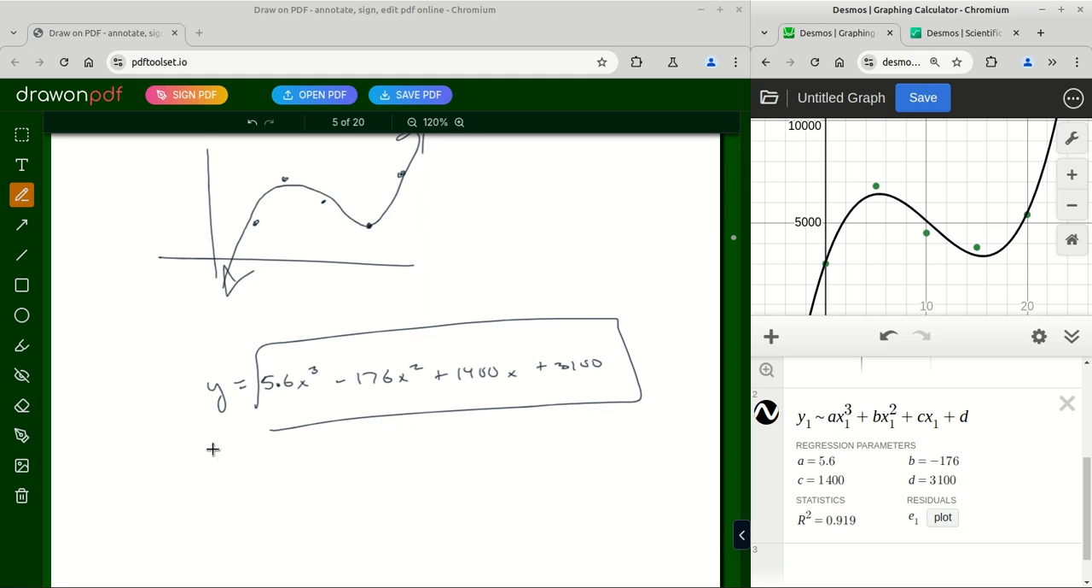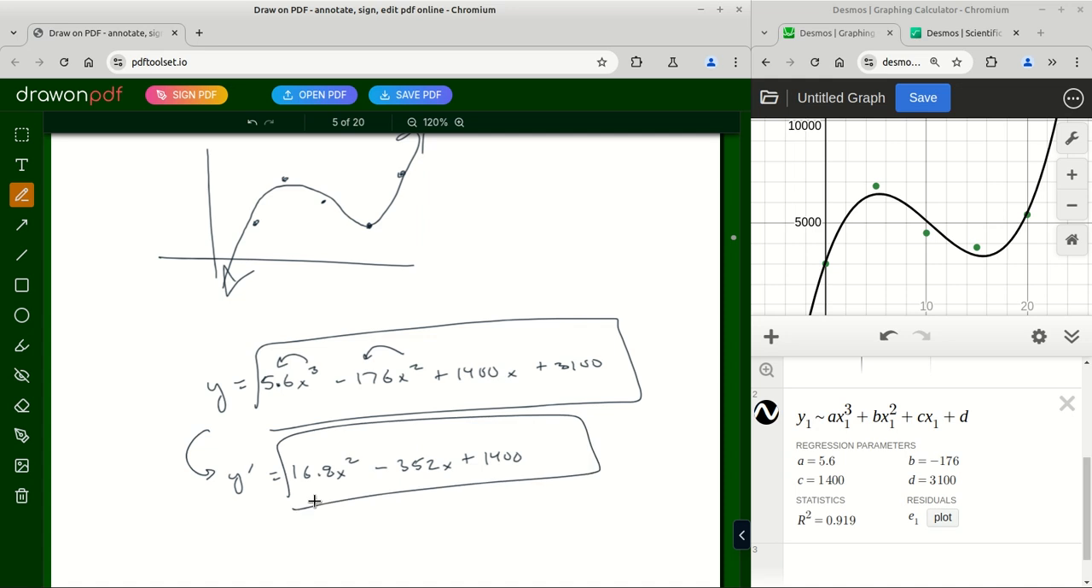Okay, last part is that they now want you to find the derivative of this. That's super easy at this point, really. So the 3 comes down. 3 times 5.6 is 16.8. Now it's x squared. The 2 comes down, still a negative 352x. I'm just copying what I got. And then the x goes away, and then that number just goes to 0. So there you go. There's my derivative.